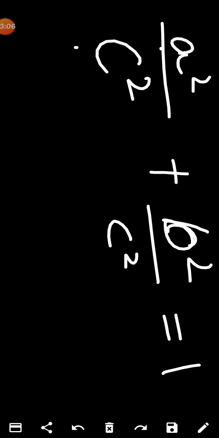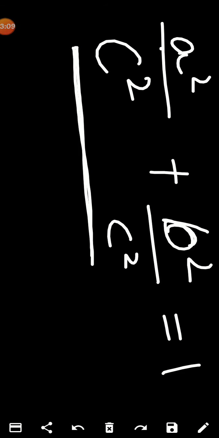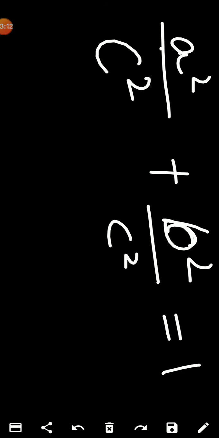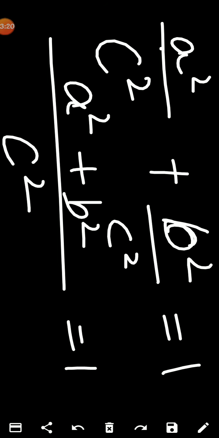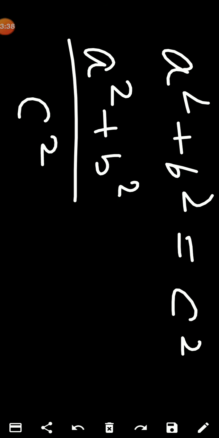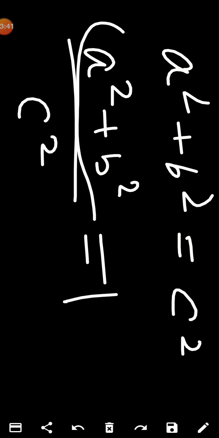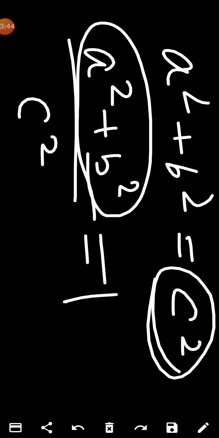Okay, so now you may see that both fractions have a common denominator of C square. So we can write them as a common fraction, that is A square plus B square whole upon C square is equal to 1. Now from the Pythagorean identity, you know that A square plus B square is equal to C square. Okay, so now as in our fraction we have A square plus B square upon C square is equal to 1, in place of this A square plus B square we can plug in C square, right? So let's put this here.